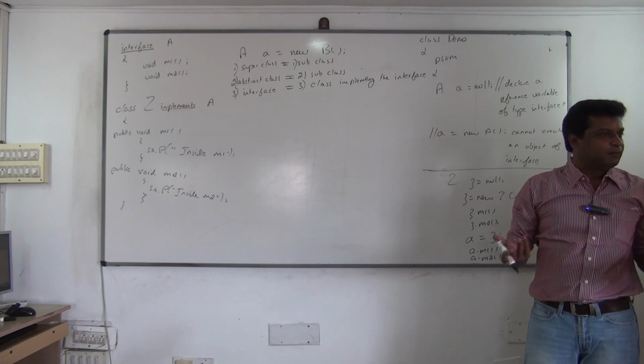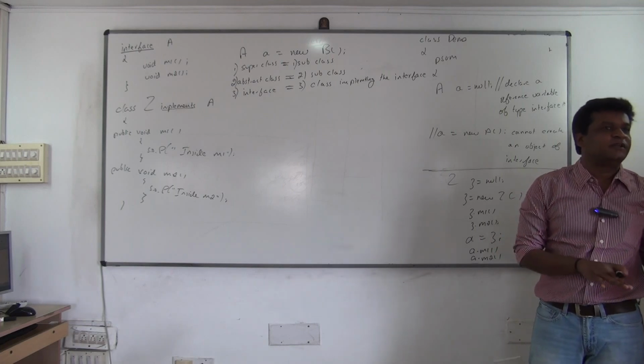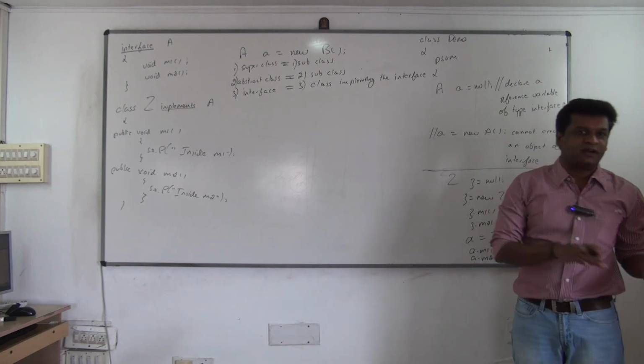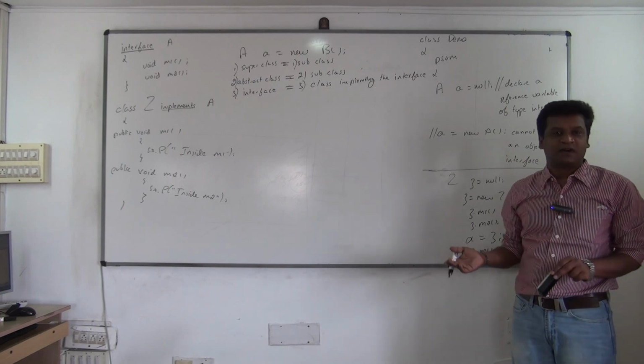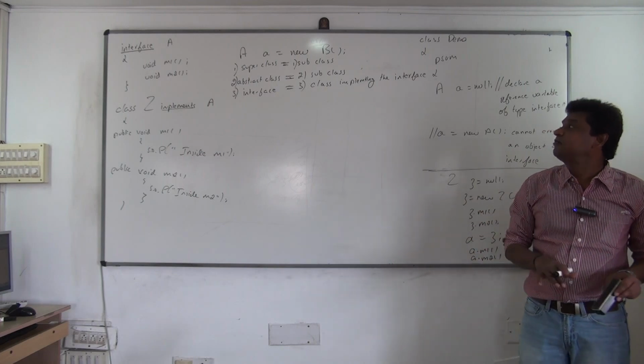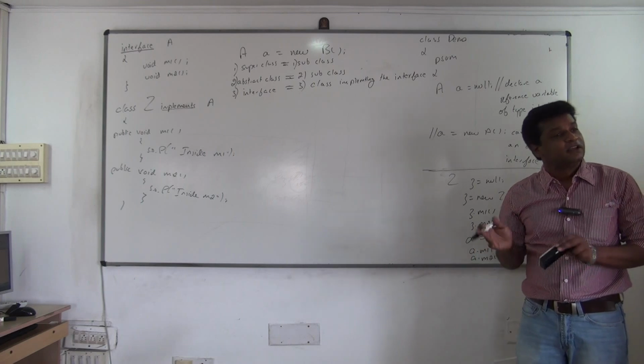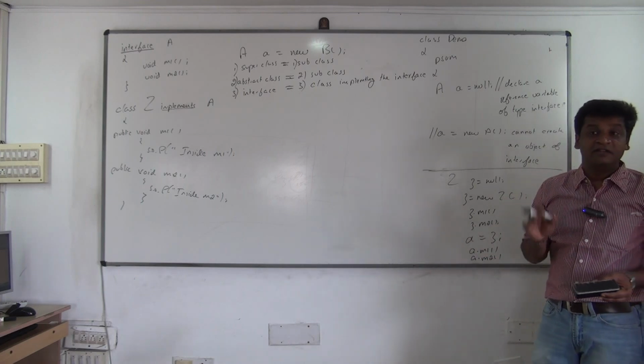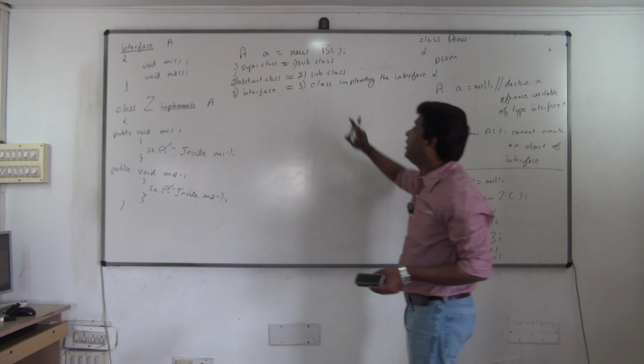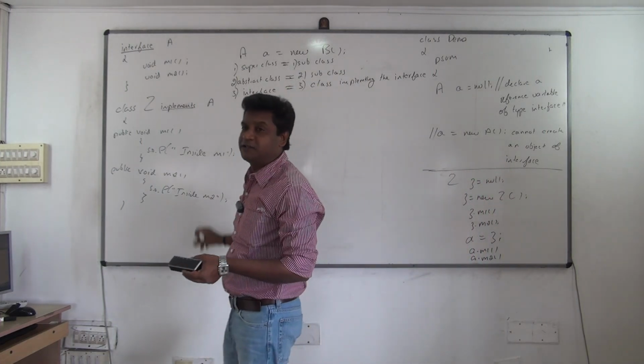Understood? The possible chances can be what? If A is a class, then B has to be a subclass. If A is an abstract class, then B again has to be a subclass. Then if A is an interface, then B should be a class implementing the interface. Under these 3 conditions, it will be true. So A and B have to be related under these 3 conditions.